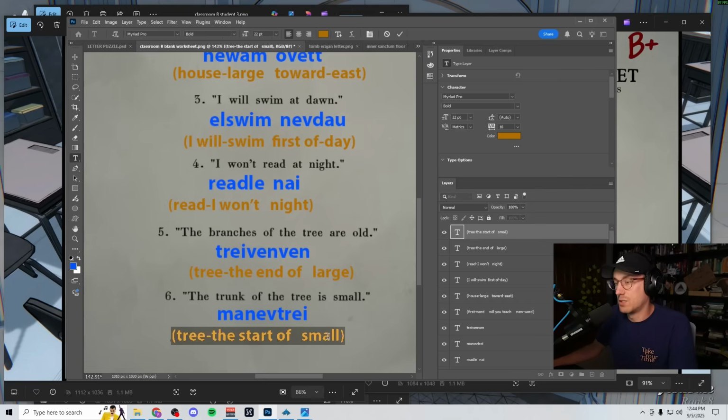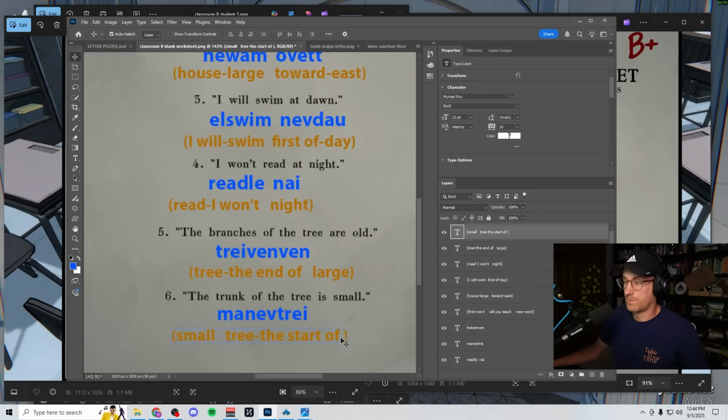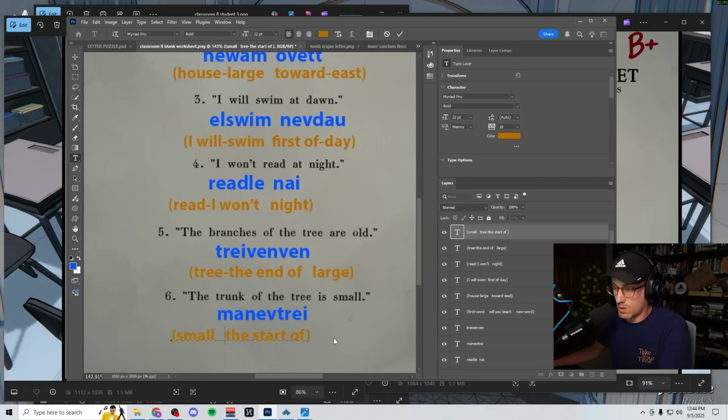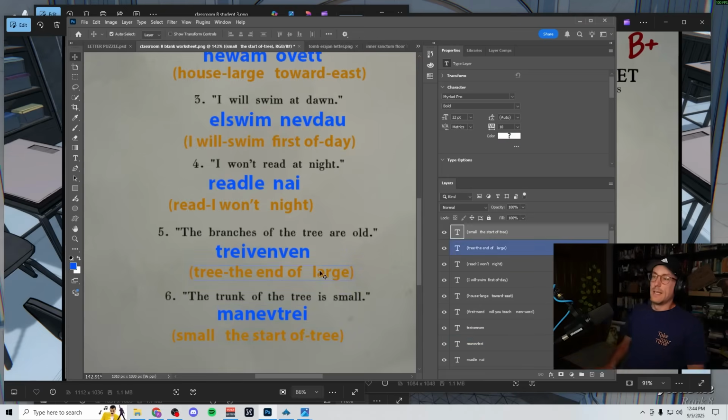So I should have said small at the beginning here, right? Yeah, so small actually goes at the start. Small, the start of, tree. Except it should be small, the start of, tree, so that we can keep track of what part of the word aligns with what part. Okay. Whew. I feel good about that. I think that's 6 of 6.